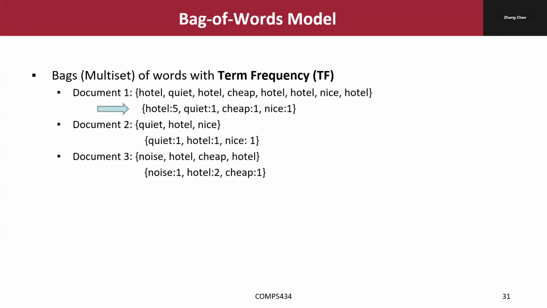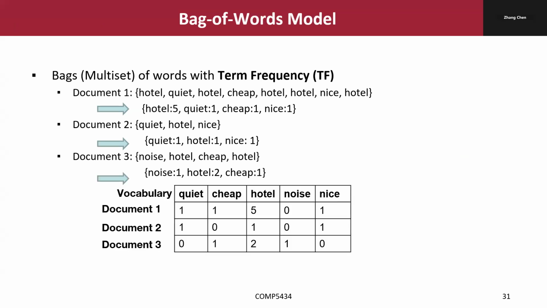So that's how we change the documents into the bag of words. The table here summarizes the term frequency for each word across the 3 documents. For example, in document 1, quiet appears once, cheap appears once, and hotel appears 5 times. So we can see those are the numbers corresponding to those words. This representation allows us to analyze and compare the content of different documents based on the frequency of specific words. This is what we call the very old-fashioned bag of words model.